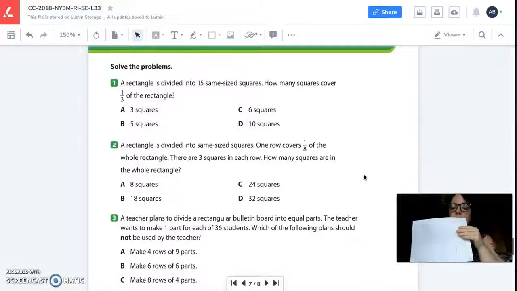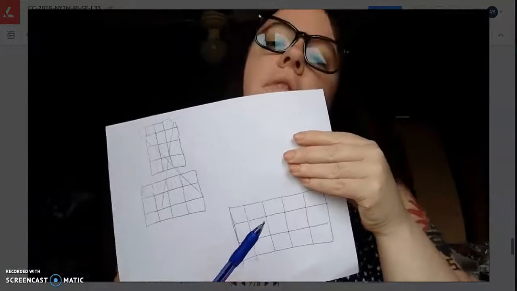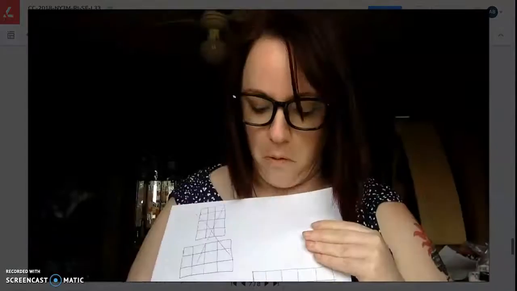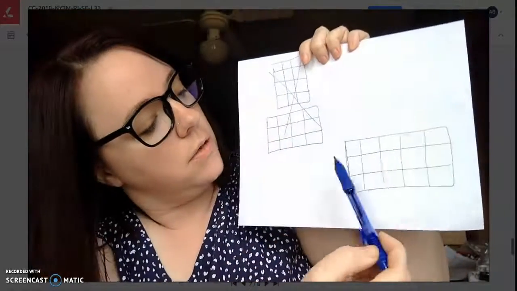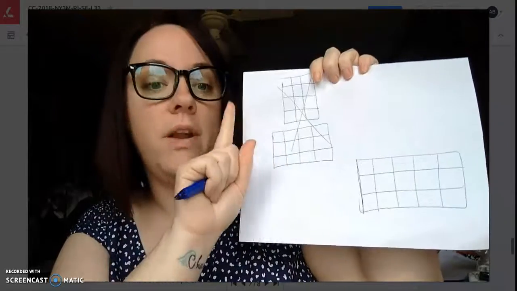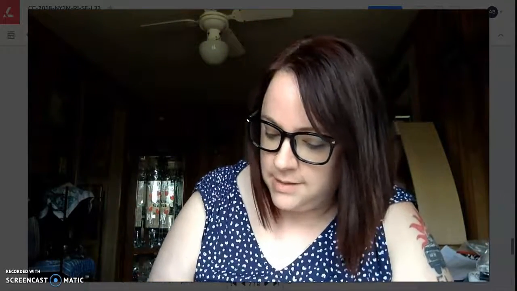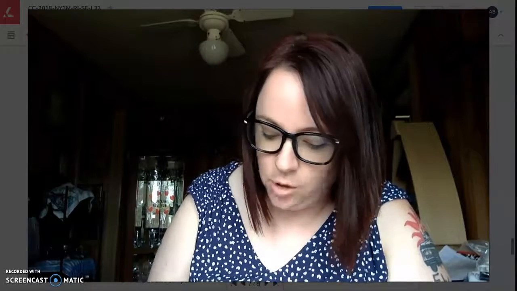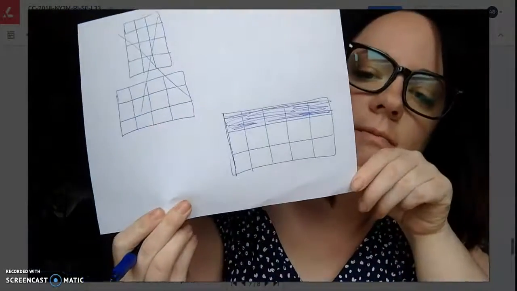Okay, well, I'm going to put this back on the big screen. Sorry, you guys can't see it very well. 1, 2, 3 rows. So if we have 3 rows, we need to cover 1 of them. So I'm going to do my little coloring in. Wish I had some crayons to color in. Okay, so I've colored them.